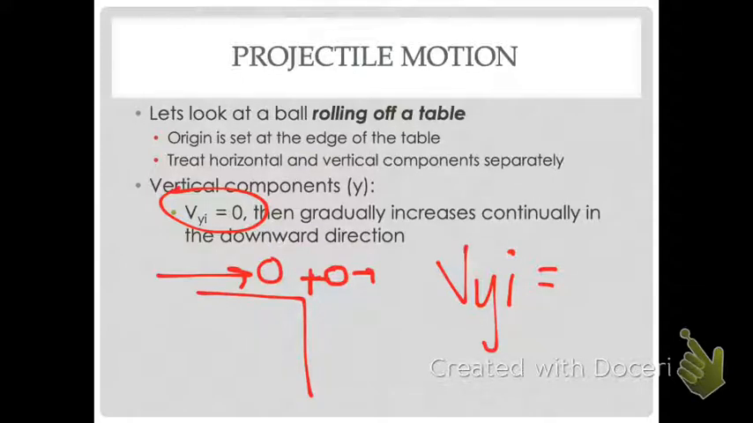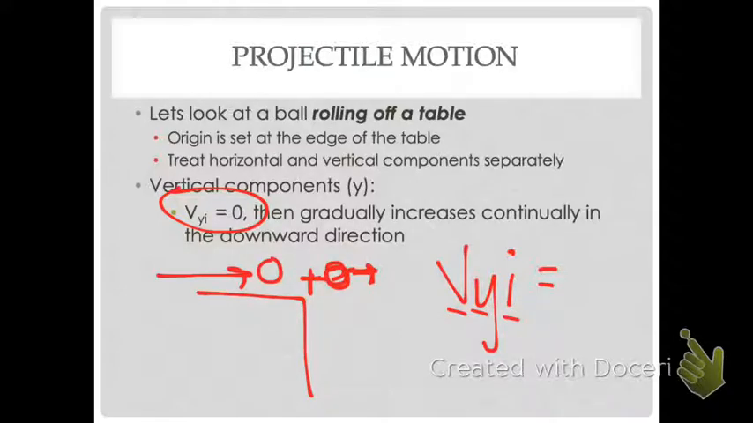Initial vertical velocity, right? That's how you'd say it. Those subscripts mean something. I'm not just adding letters to confuse you. They mean something. And so VYI means that our initial vertical velocity is zero, right? The second it becomes a freely falling object, it is still only moving horizontally.